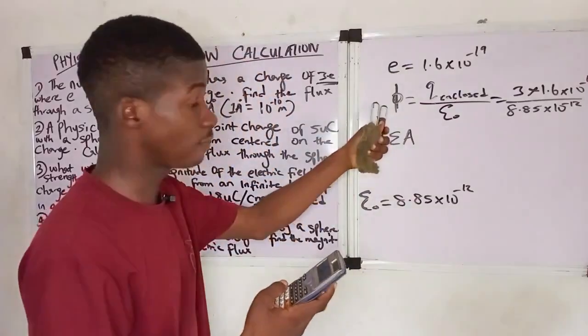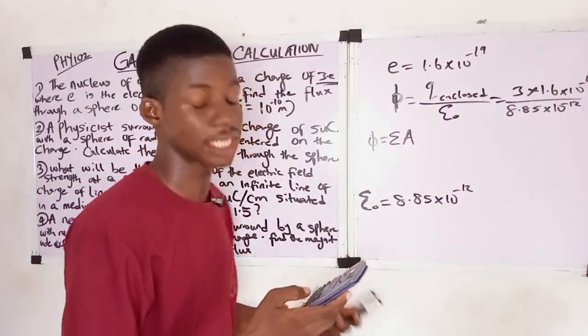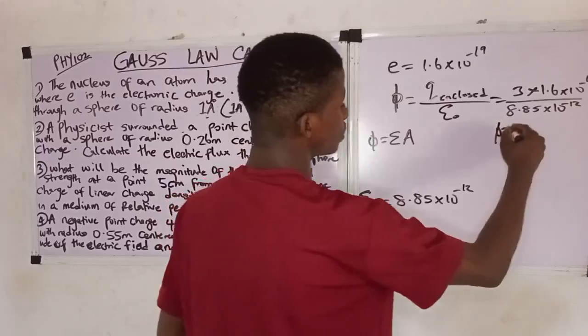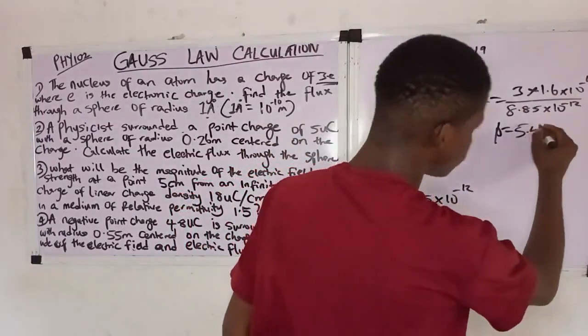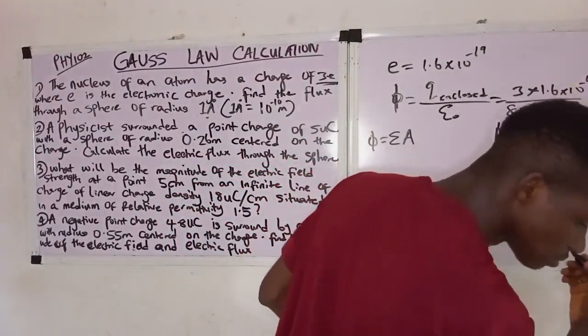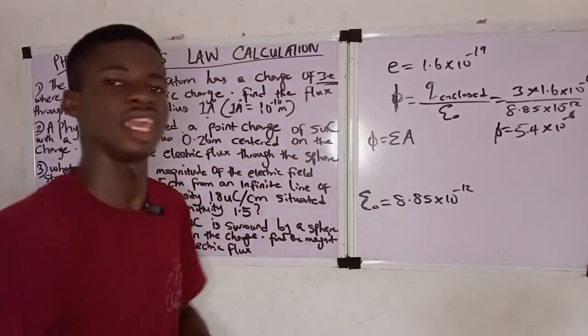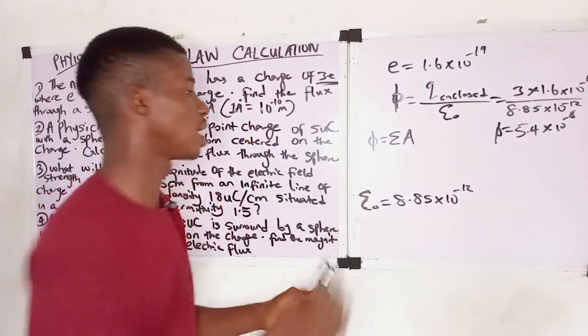So the flux is equal to what? Our flux is 5.4 times 10 to the minus 8. Okay, so that's our answer. So the flux is equal to 5.4 times 10 to the minus 8. So this is our answer. Now let's use the long method. We'll still get our answer.